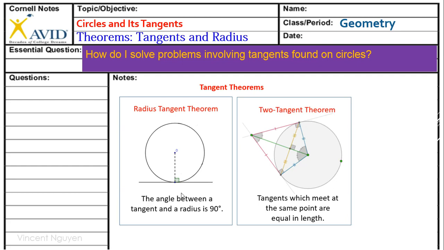The second theorem is called the two tangent theorem. I didn't make up these names, guys. This theorem says if two tangents come from the same external point, then the segments are equal to each other. You can see this tangent segment comes from this point, and this one over here comes from the same point, and they both touch the circle at one point. So the theorem says these two segments have to be equal.